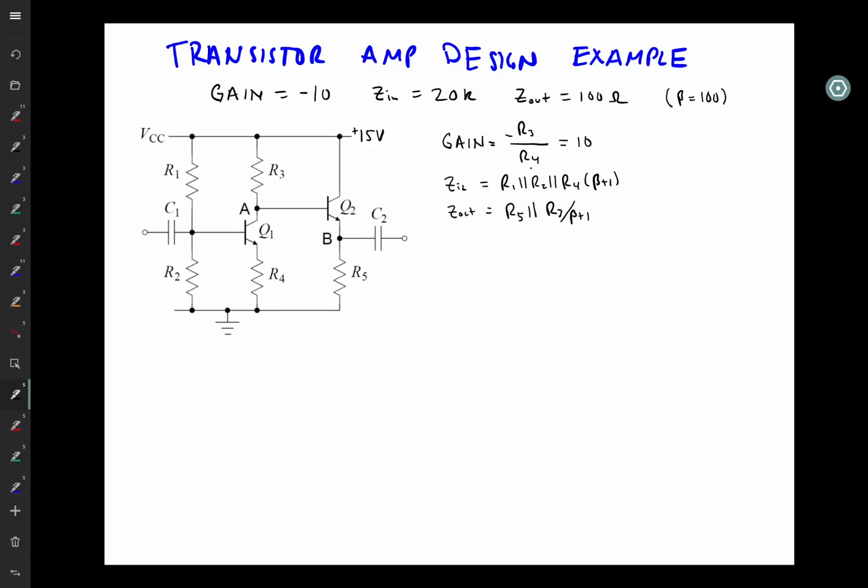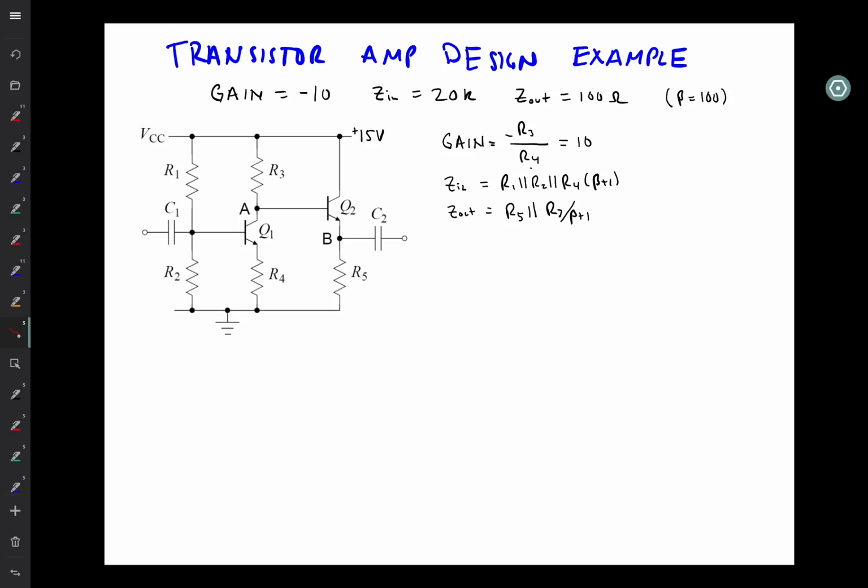Hello students, we're going to talk about a transistor amplifier design example now. This particular transistor amp has the following specifications. We want a gain of 10, we want an input impedance of 20K, an output impedance of about 100 ohms, and we'll assume our transistors have a beta of about 100.